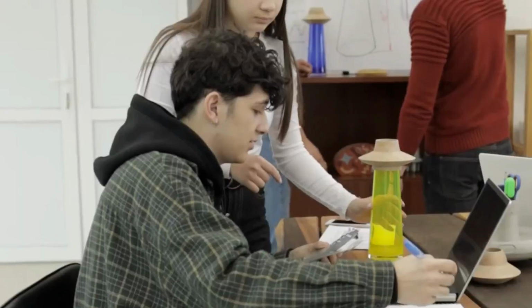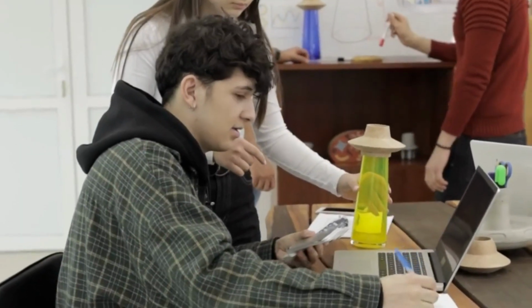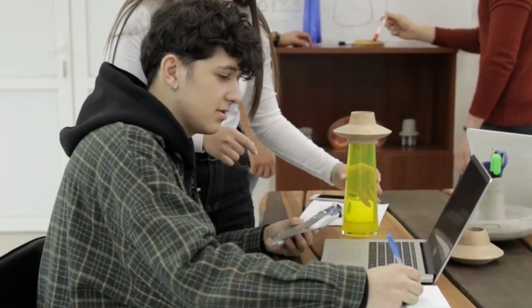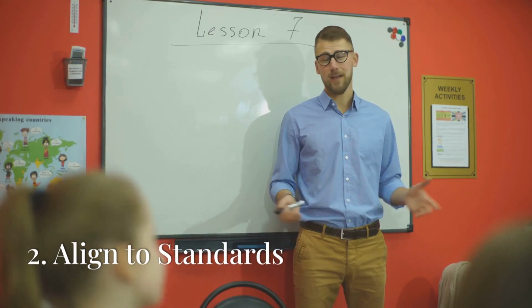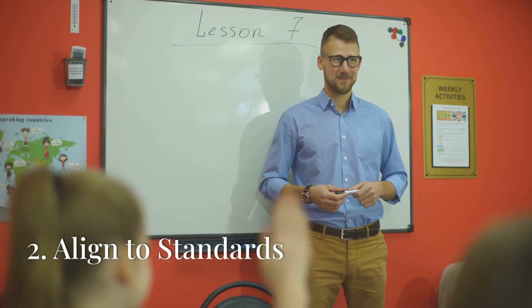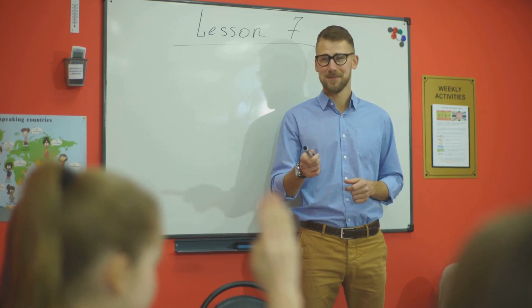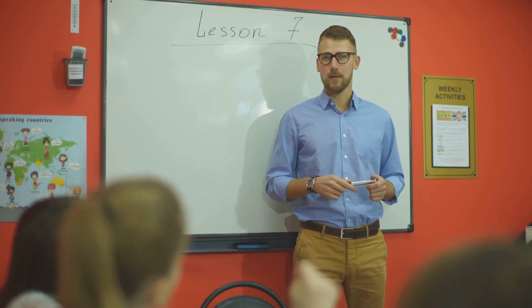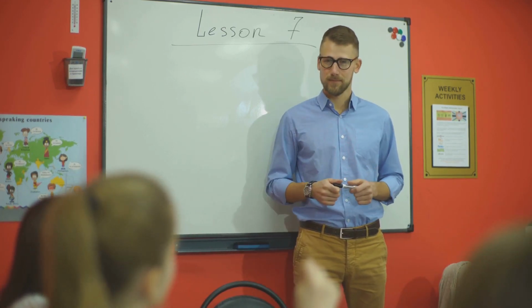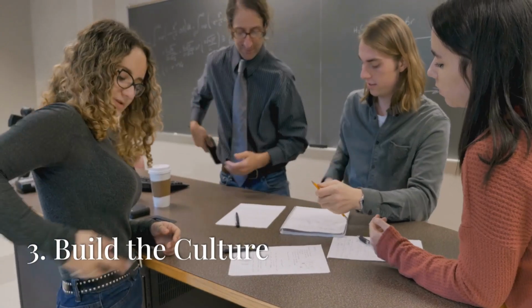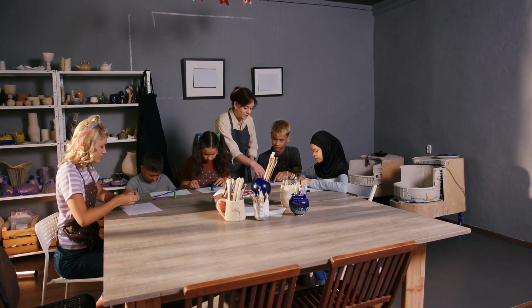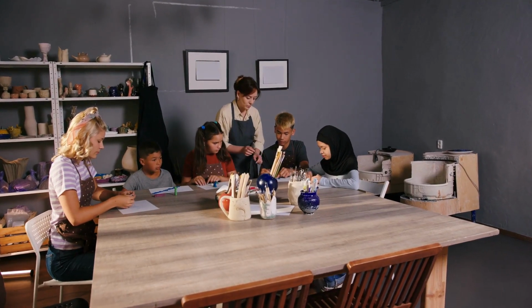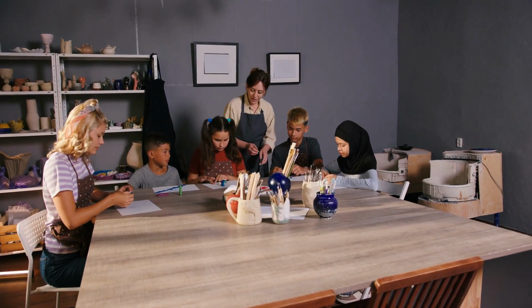1. Design and plan. You'll begin by designing a flexible project that incorporates student voice and choice, while ensuring it's challenging and meets curriculum requirements. 2. Align to standards. Every project should be tied to curriculum standards and learning objectives to ensure academic rigor. 3. Build the culture. Your role as a teacher is to create a classroom culture of independence, collaboration, and high expectations.